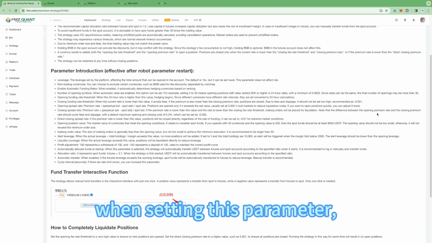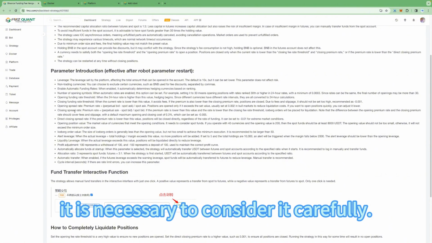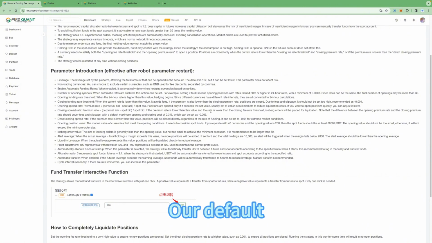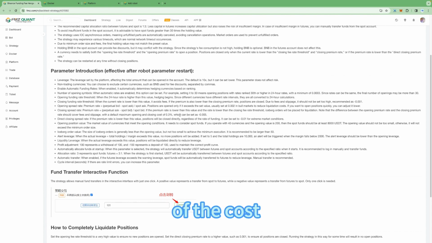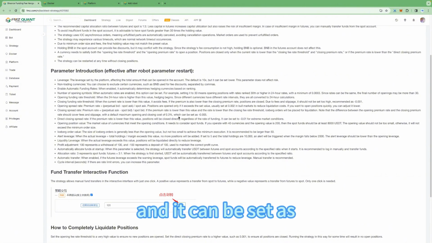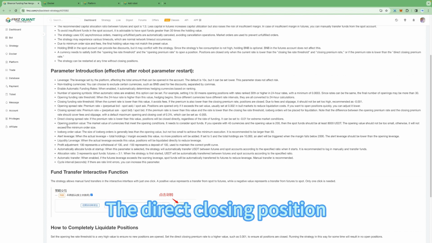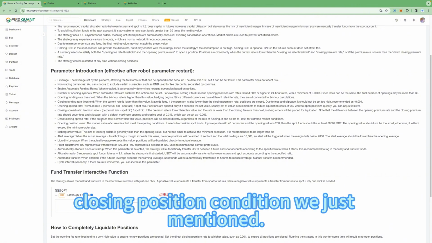Therefore, when setting this parameter, it is necessary to consider it carefully. Our default is the highest handling fee, which is 0.3% of the cost of opening and closing the position, and it can be set as minus 0.005.